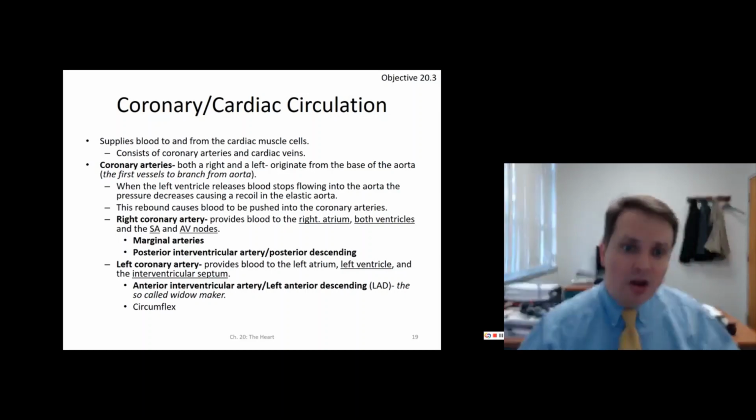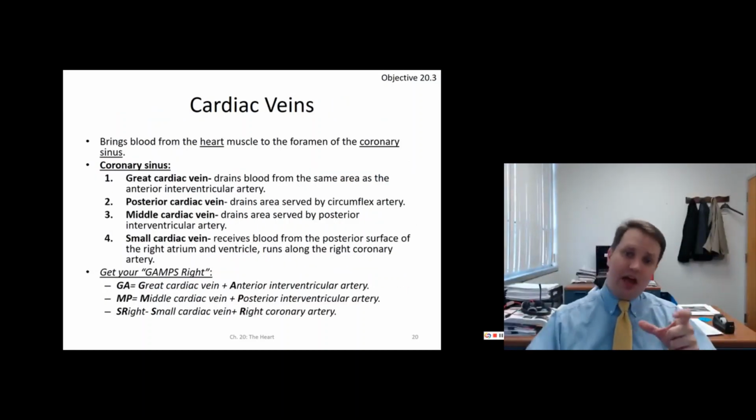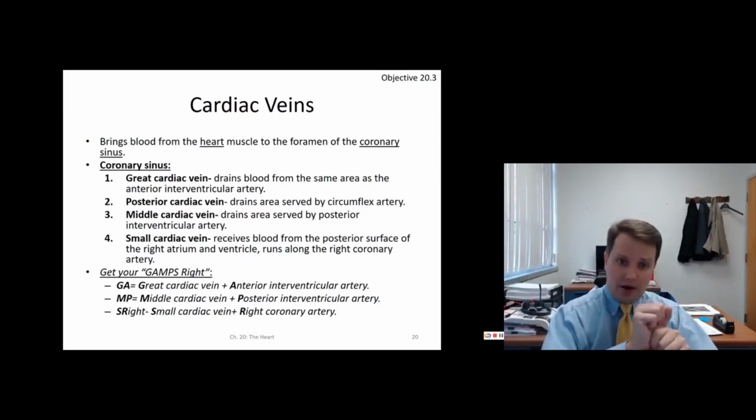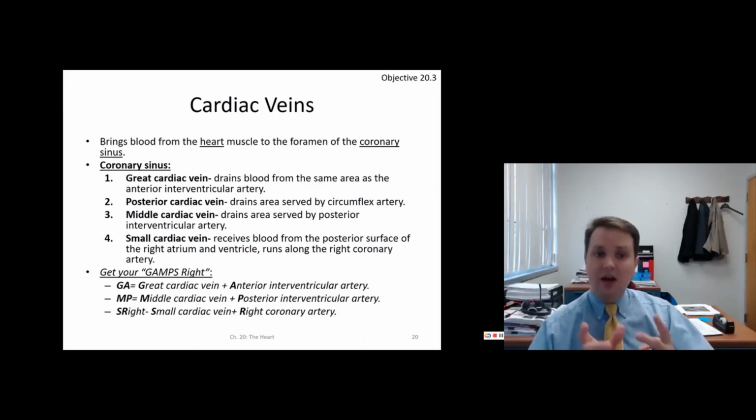Okay. Now, with that, we have blood from the heart muscles, and it's going to end up going to the right atrium via the foramen of the coronary sinus. So it's going to get blood from the heart muscle and enter the foramen of the coronary sinus in the right atrium. And remember, we have 4 major vessels: the great cardiac vein, the posterior cardiac vein, the middle cardiac vein, and the small cardiac vein.